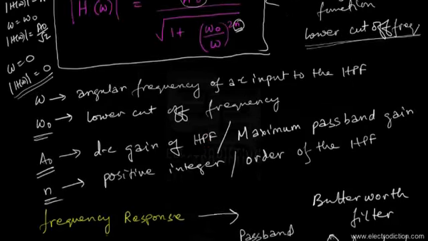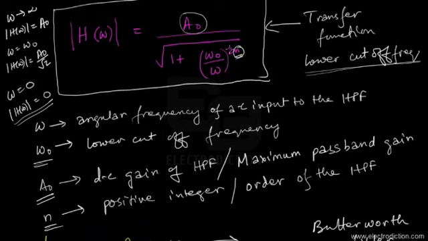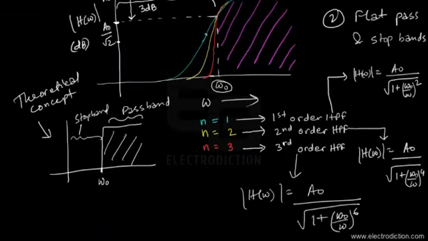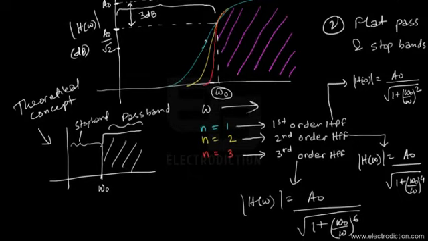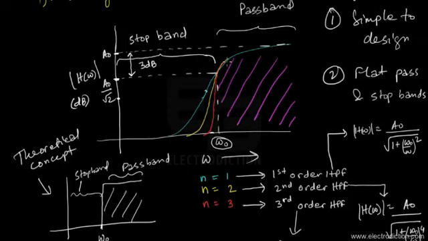Now we had here omega 0 by omega to the power 2n. So whenever n equals 1, we have it to the power 2; for n equals 2, to the power 4; and for n equals 3, to the power 6. Now what happens is that we can see the curve steepens. The slope represents the rate of change of gain as we approach closer to the lower cutoff frequency.